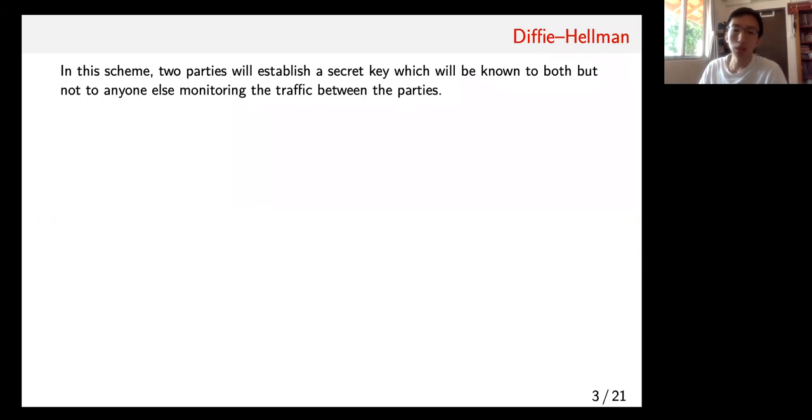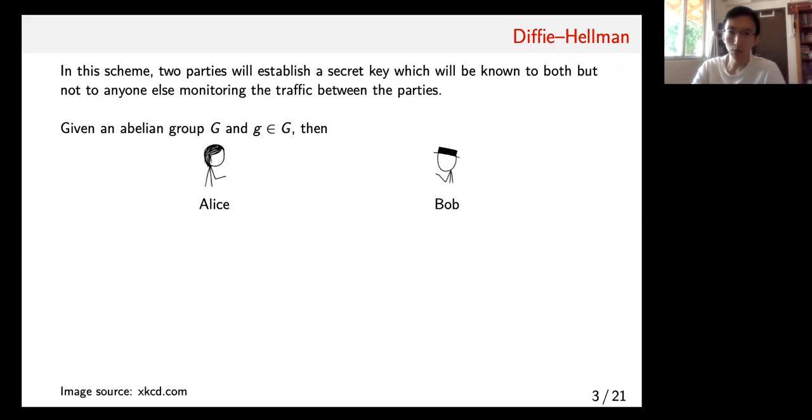This is a protocol where two parties will establish a secret key which will be known to both at the end of the protocol, but not to anyone else monitoring the traffic between the parties. So we have two parties, Alice and Bob, and they begin with an abelian group with an element in the group. It can be a generator, and let's just take it to be a generator for now. So they agree on this abelian group and a generator. They take a random n and a random m. This will form their secret. And what they will do is compute x and y, which are going to be public.